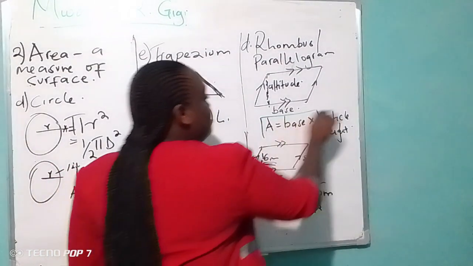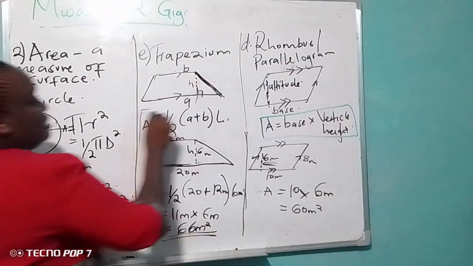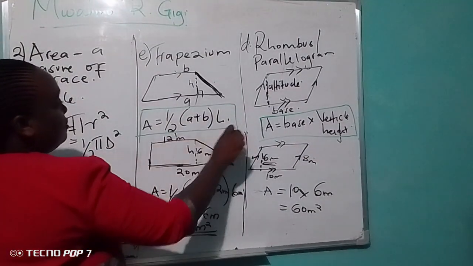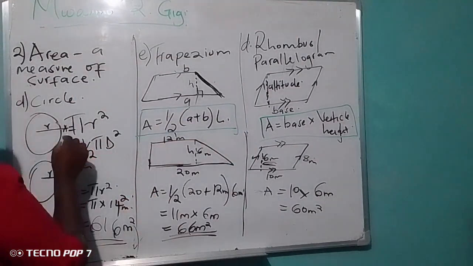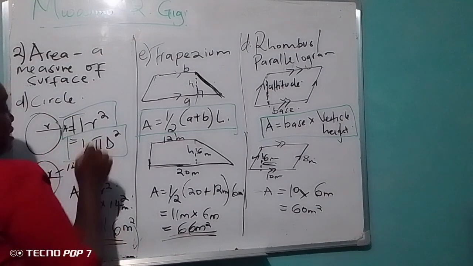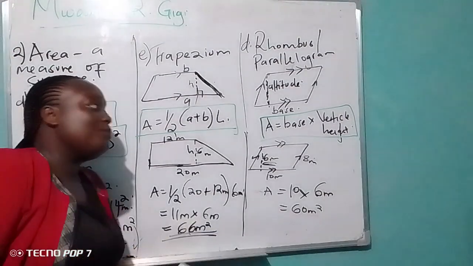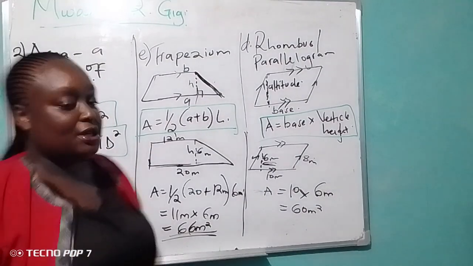Nataka the next time we come, we do something on surface area. Finding the surface area of objects. Surface area and volume of objects. So. Okay.